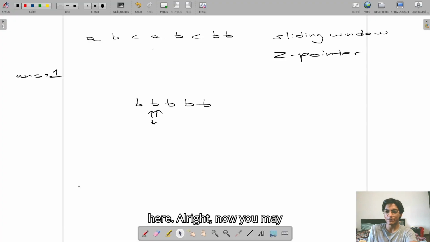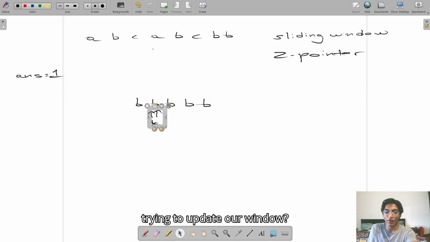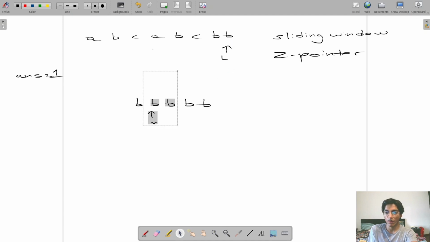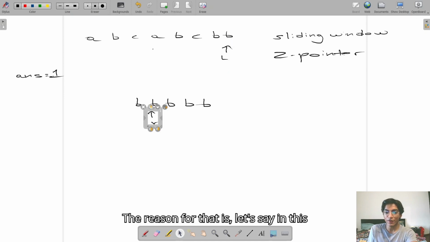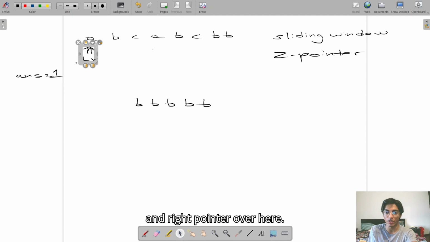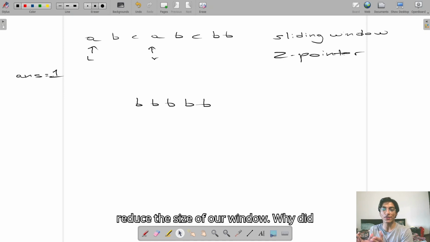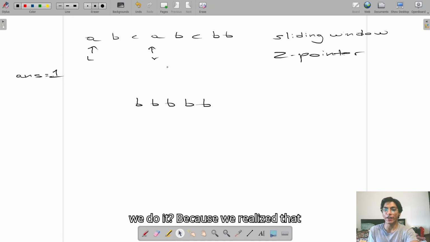All right. Now you may be asking, why do we need to do exactly this? Why do we move the left pointer forward when we are trying to update our window? The reason for that is, let's say in this case, we have the left pointer over here and the right pointer over here. This is the first position where we decided to move the left pointer to reduce the size of our window. All right. Why did we do it?